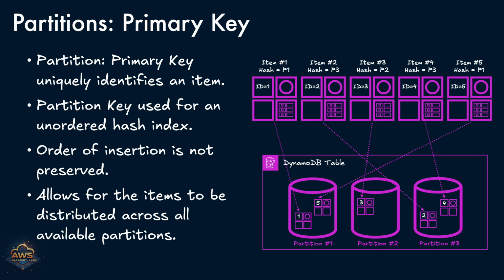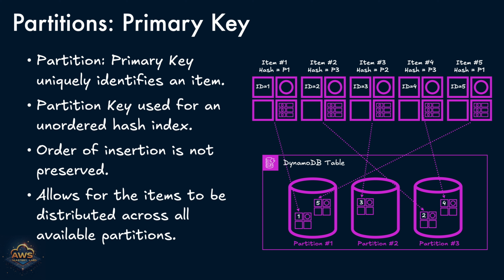The output of this hash function determines which physical storage partition will store the item. As shown, these 5 items are spread across 3 different partitions. Some partitions may hold multiple items, while others may have fewer. It all depends on how the hash values distribute the data.